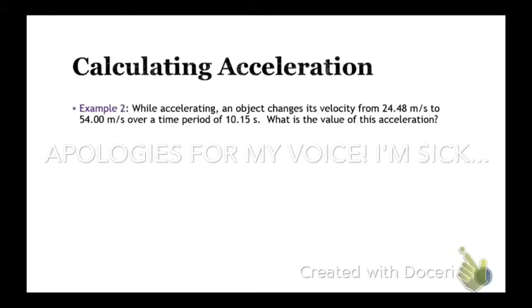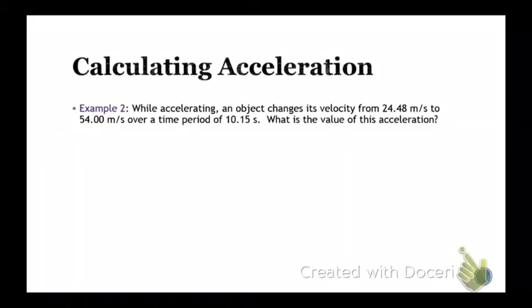This is the first calculation example from the PowerPoint, which hopefully you've already seen, and I do urge you to try these problems before you see the solutions. So as always, read the question carefully, highlight the important data. We have an object changing its velocity from 24.48 meters per second to 54.00 meters per second over a time period of 10.15 seconds, and we're asked to calculate the acceleration.